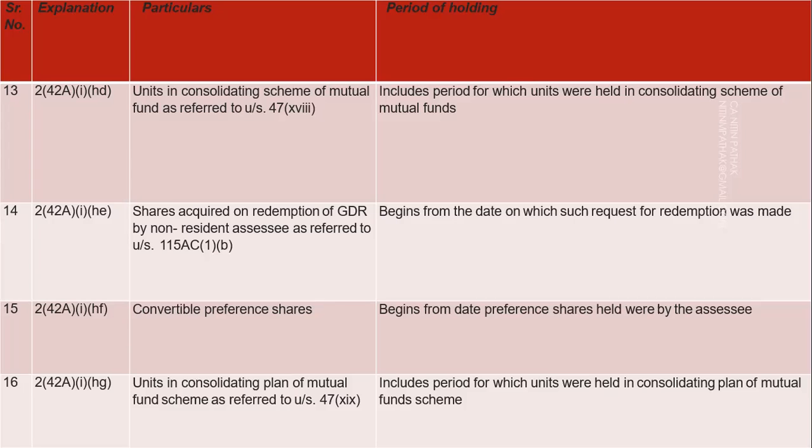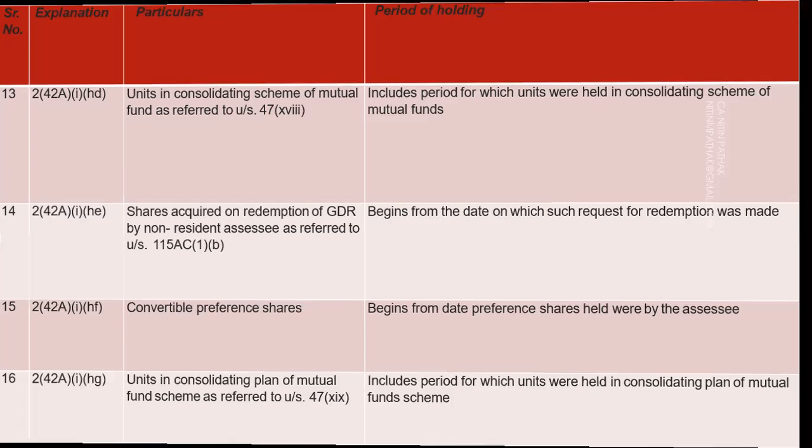When you are converting GDR into Indian currency, the date on which redemption is made, from that date the period for the purpose of long-term or short-term gain would be considered. For convertible preference shares converted into equity, the original shares' period would be considered, which I have already discussed. I am not considering 16.